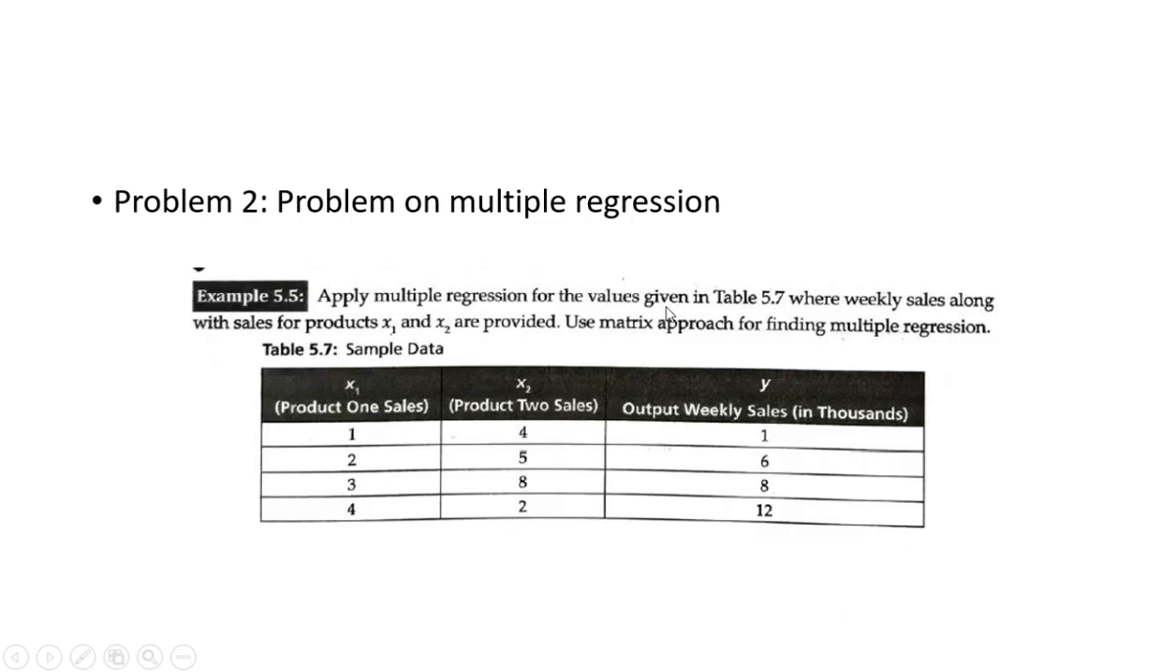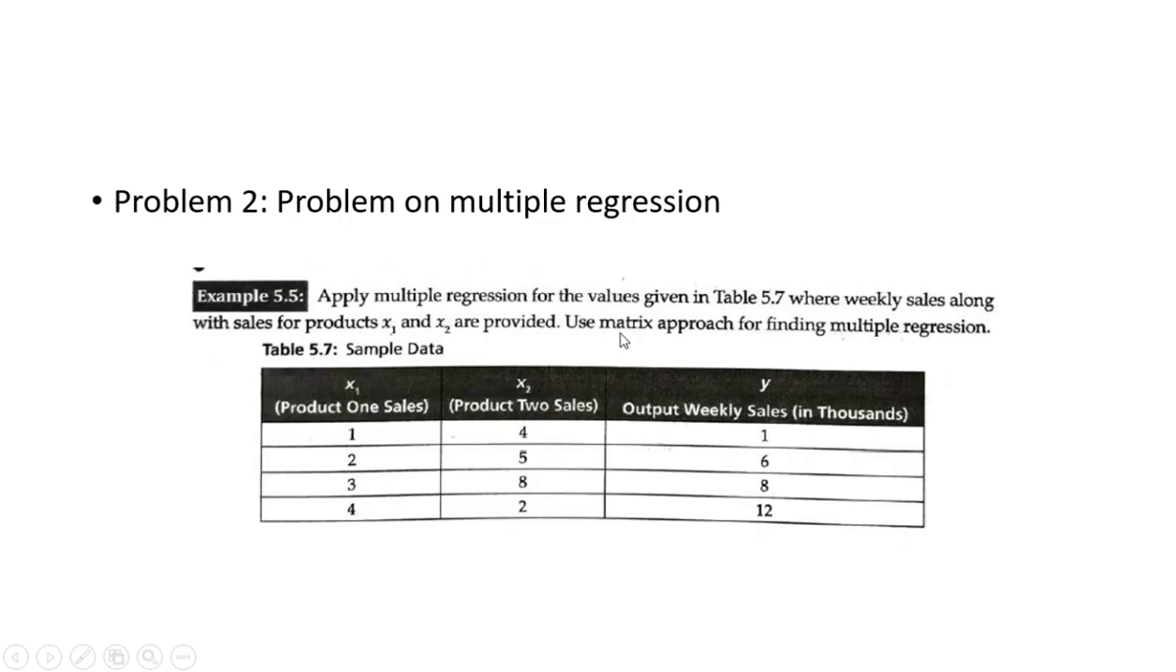Apply the multiple regression for the values which are given here in the table. So this table is given here where weekly sales along with the sales for products x1 and x2 are provided. In x1 you have product 1 sales, in x2 you have the product 2 sales, and y is the weekly sales in thousands. This is the output.